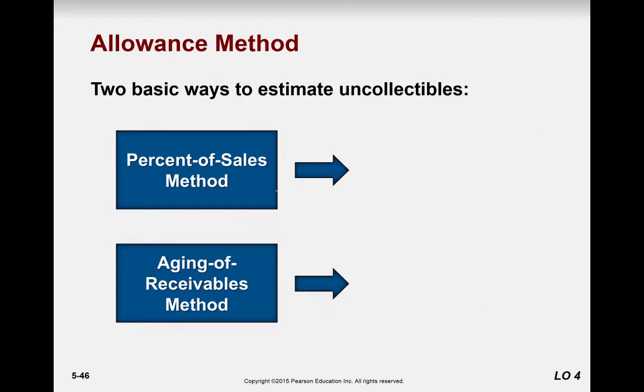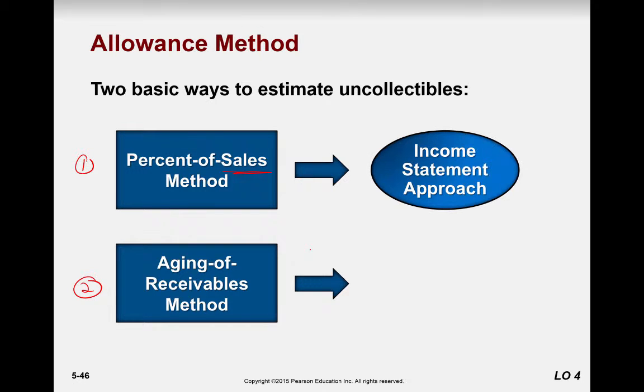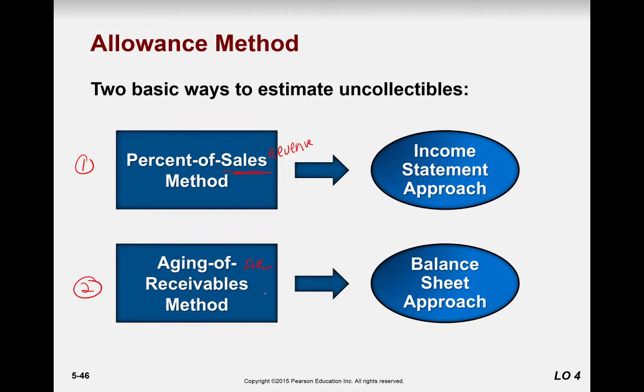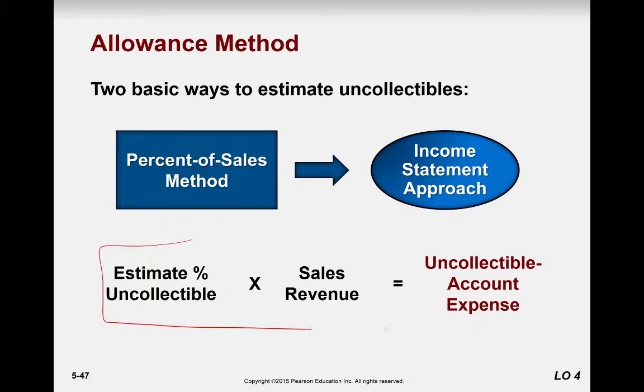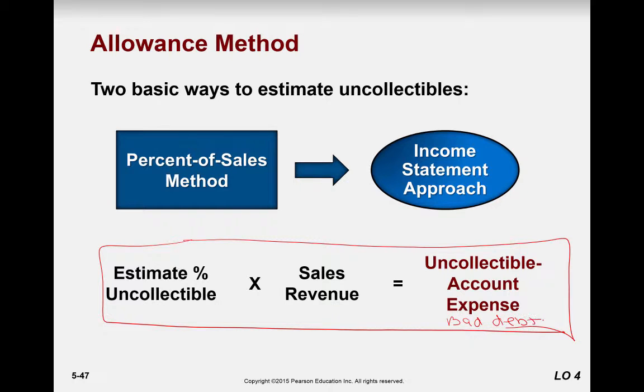So we have two different ways to estimate this amount: one, the percentage of sales, and two, the accounts receivable aging method. Since sales is an income statement account, we call that an income statement approach. Depending on how much we sell, a percentage of that is going to be uncollectible. Aging of receivables uses accounts receivable, which is on the balance sheet as an asset, so this is our balance sheet approach. You should have these formulas in Excel as well. The percentage you expect times the sales revenue gives us our uncollectible account expense, or bad debt expense.